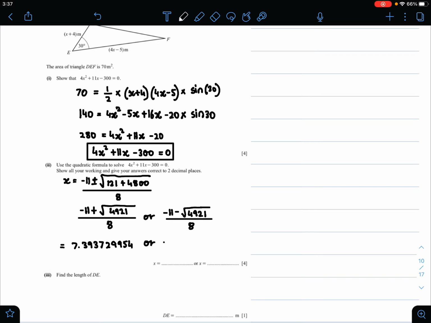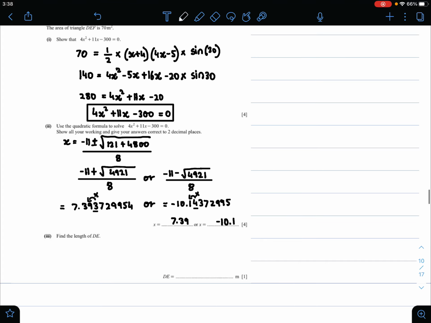So your second answer will be negative 10.14372995. Since you need to round this to 3 significant figures, you will round it to 7.39, because in this case your fourth significant figure is 3, which is less than 5, so it won't round off the 9 to the next number. The same with negative 10.14, the fourth significant figure, which is 4, is less than 5, so it won't round off the third significant figure, therefore minus 10.1.